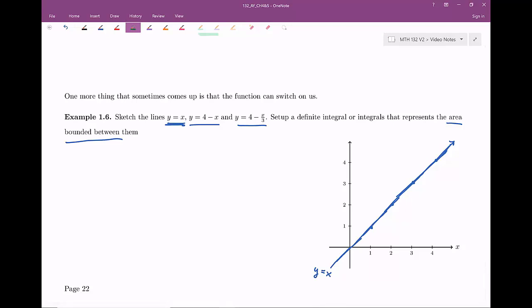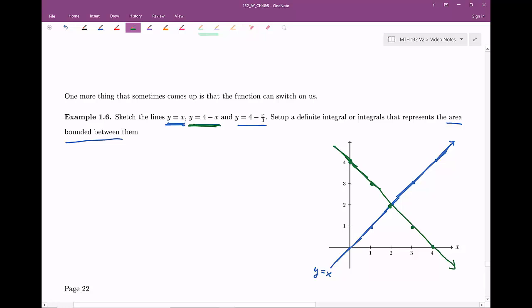Next up, maybe in green, I'm going to sketch the function 4 minus x. So y equals 4 minus x. When I plug in 0 for x, I get out 4 for y. When I plug in 1 for x, I get out 3 for y. When I plug in 2 for x, I get 2 for y, and so on and so forth. So this is a nice straight line. The intercept's at 4, and the slope is -1.